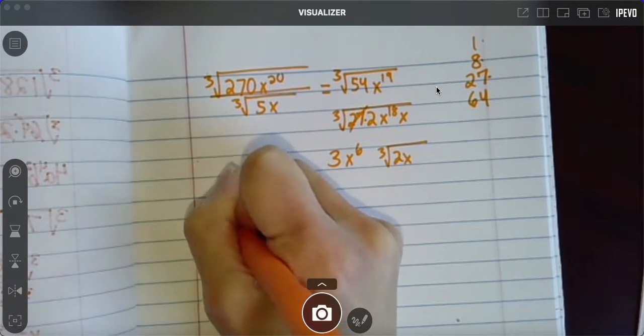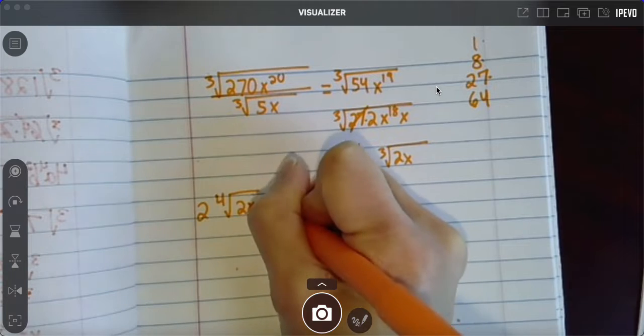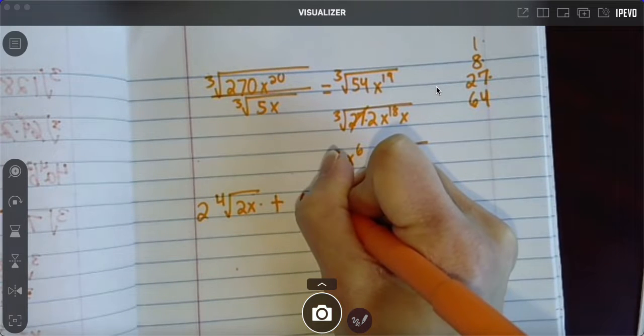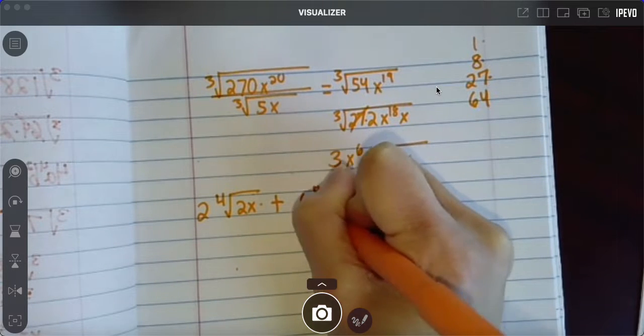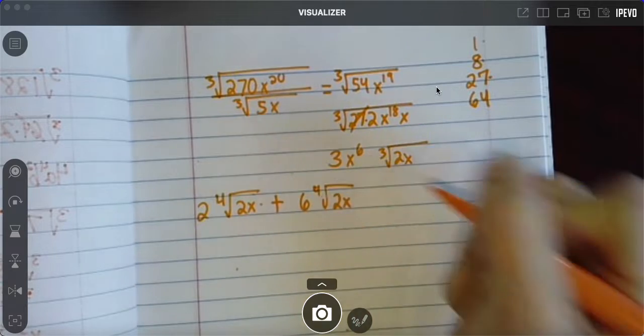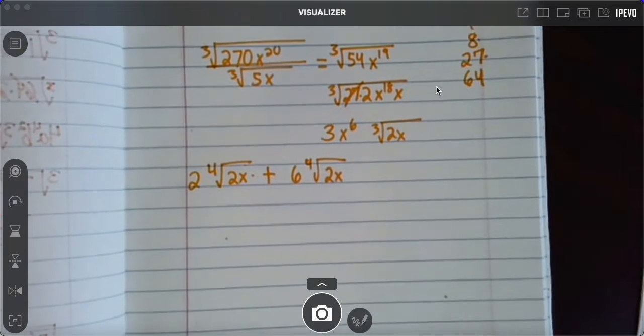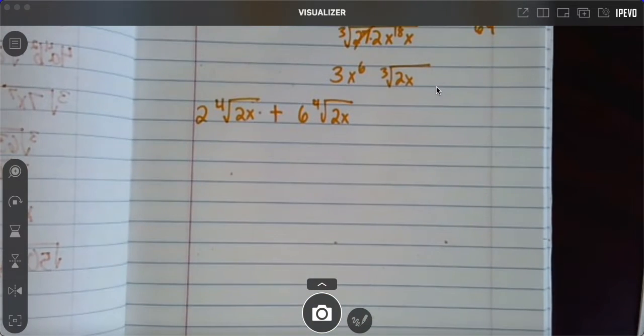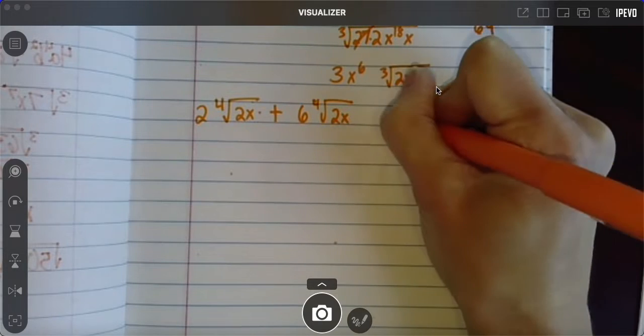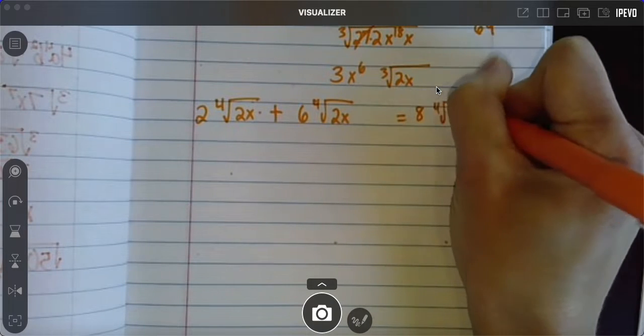It says, I have 2 fourth roots of 2x. Can you add 6 fourth roots of 2x? To be able to add and subtract, they have to match. I have fourth roots of 2x. Do those match? Yes. So if I have 2 of them and I add 6 more of them, how many do I have? 8 of those things. The exact same things, right? That is 8 fourth roots of 2x.